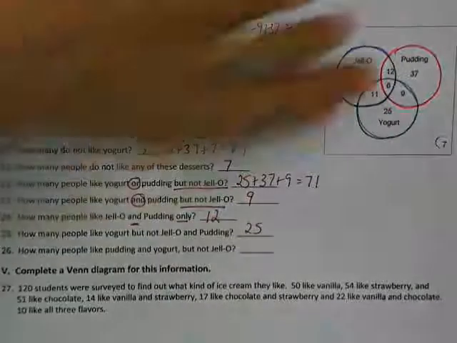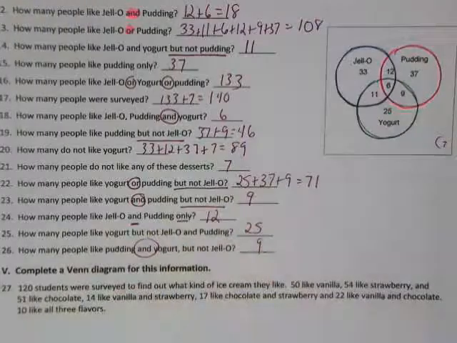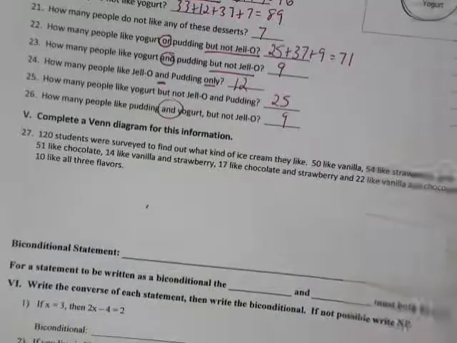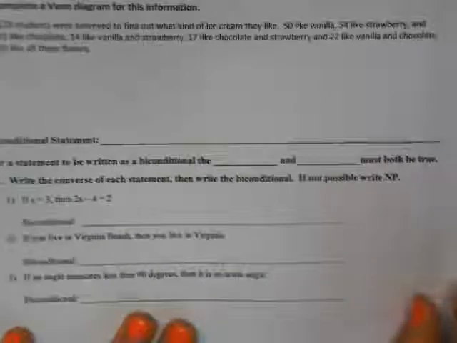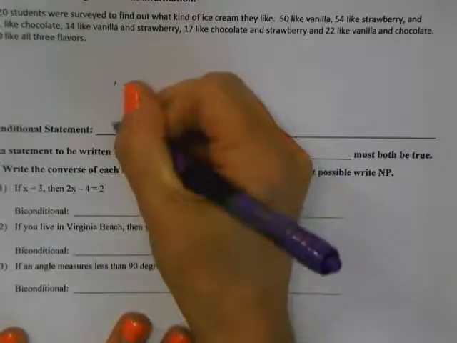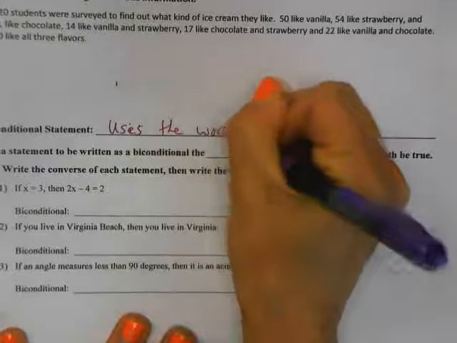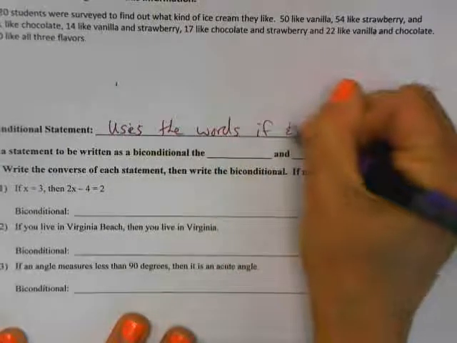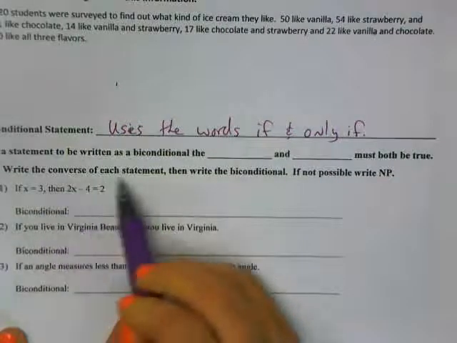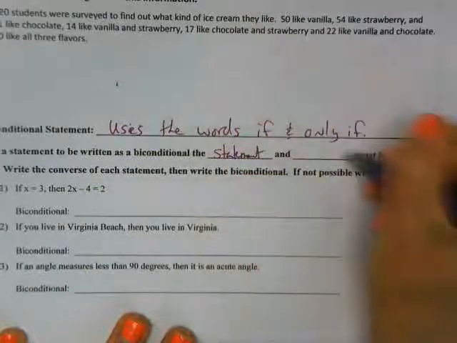Okay? Down here, I'm going to have you copy down what is a biconditional, and that's where we'll end the video. And we'll go ahead and finish this up in class tomorrow. A biconditional statement uses the words if and only if. For a statement to be written as a biconditional, the statement and the converse must both be true.